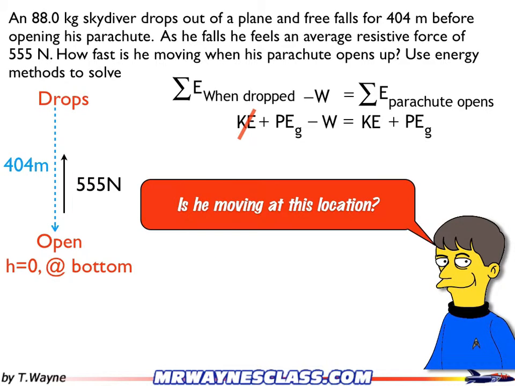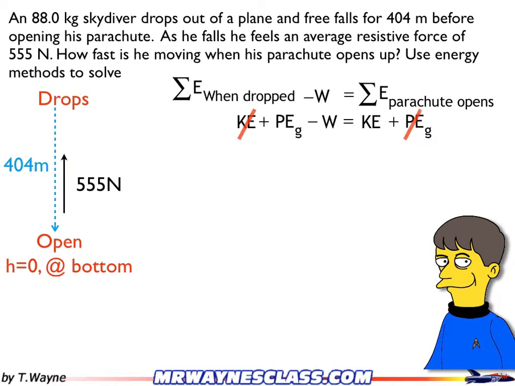I'll leave the work alone and move on to the kinetic energy on the right-hand side when the parachute opens. Is he moving at this location? That is where the parachute opens. And he is, I think. So I'll keep the kinetic energy in my equation. Is he above the other location's height? And in this case, he's not. He's at the lowest of the two locations that I'm comparing. So I'm going to get rid of that energy, because the height's going to be 0 right there.